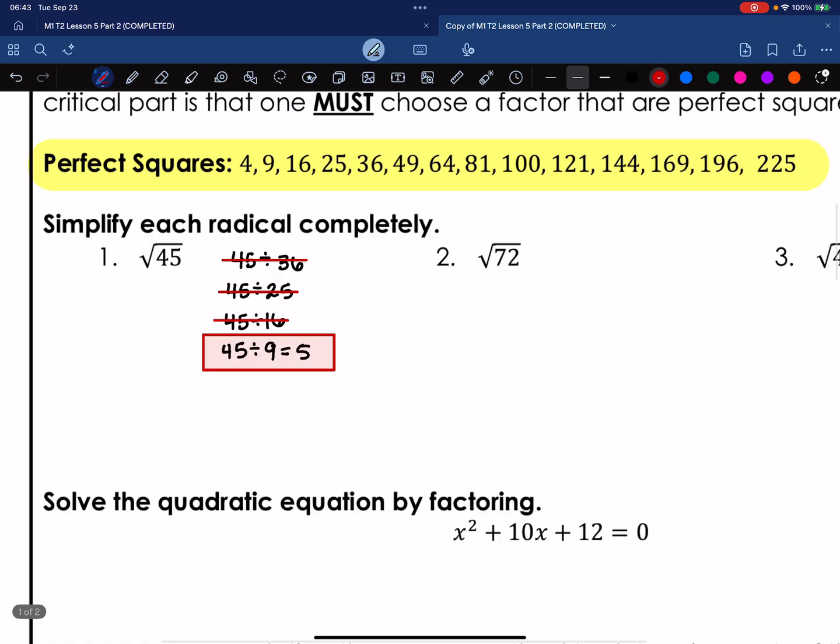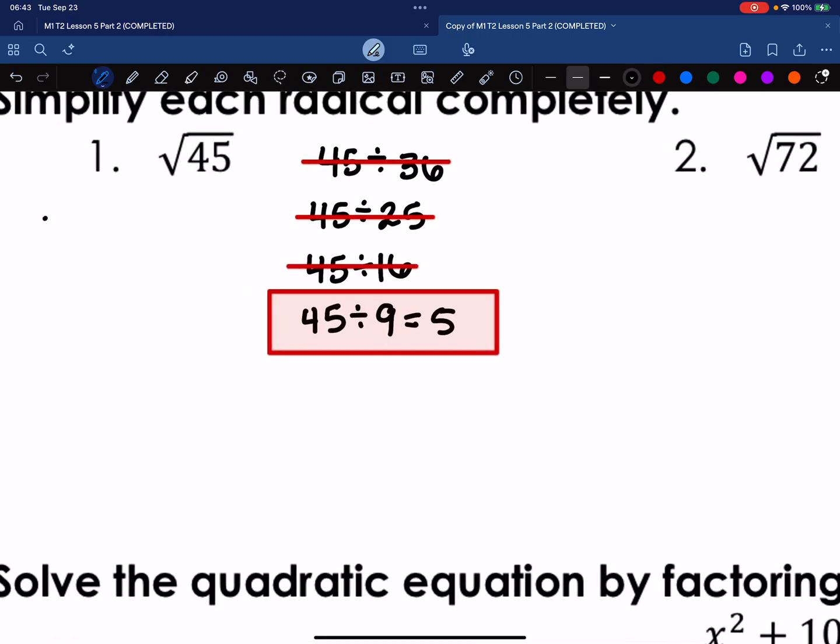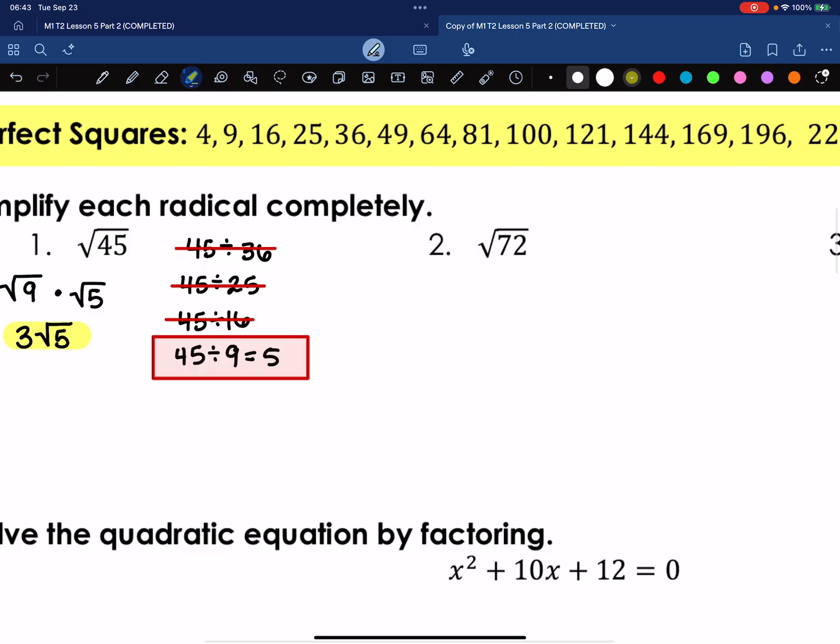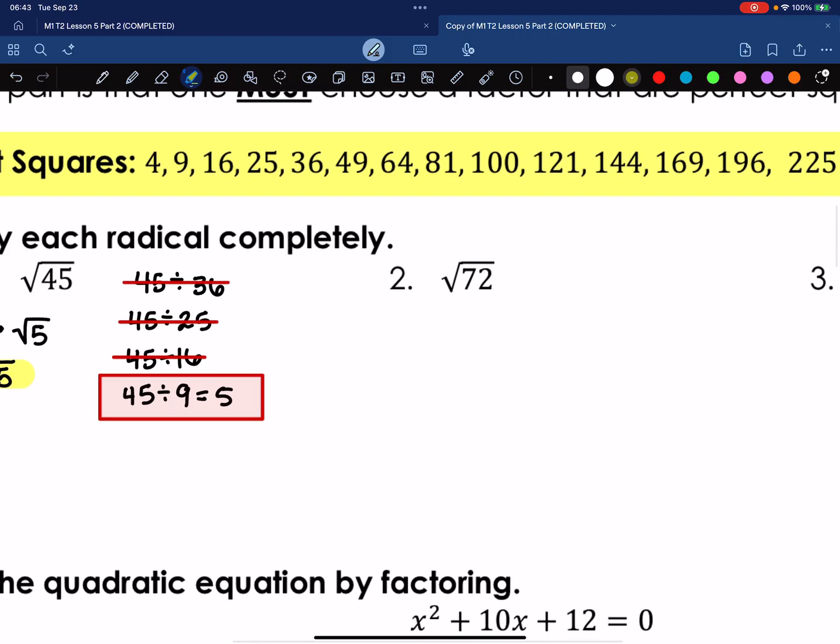So we can go ahead and break down the square root of 45 to be the square root of 9 times the square root of 5. 5 times 9 is 45. Well, we all know the square root of 9 is 3, and then 5 cannot be broken down anymore. So we get this right here, and that would be our simplified radical. Okay, we do the same thing for the next one.